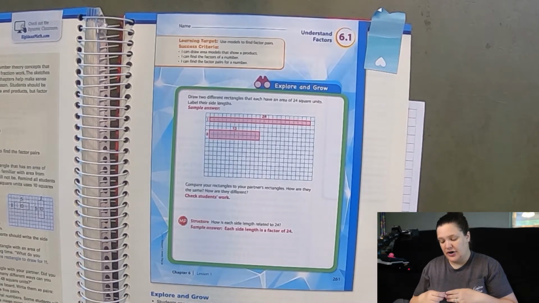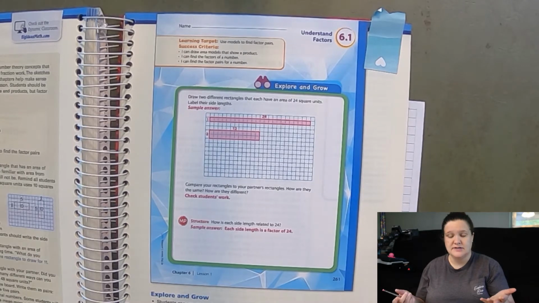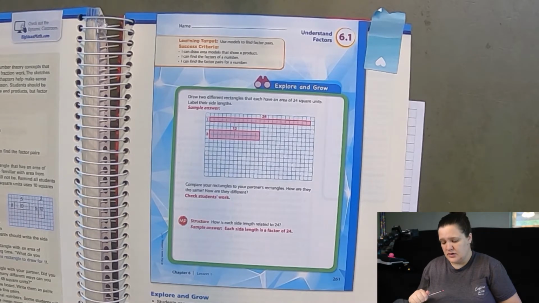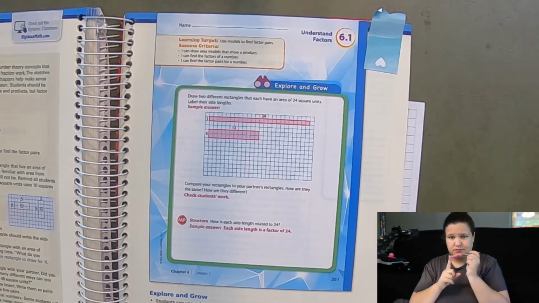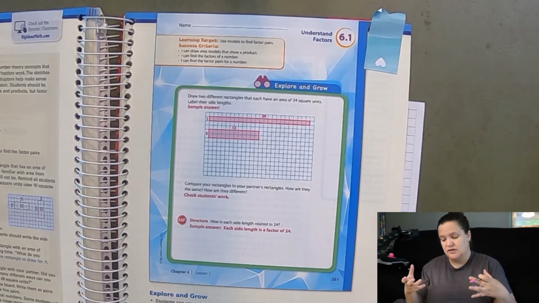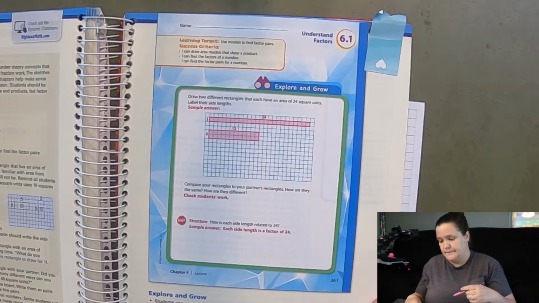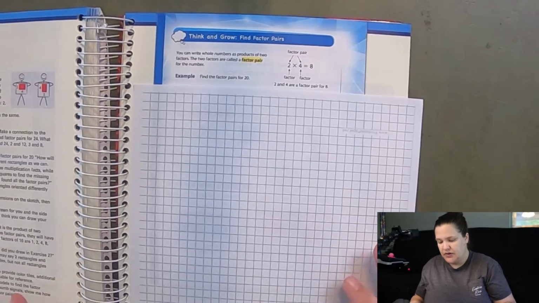The second part says compare your rectangles to your partner's. Your partner is not at school with you, so you can skip that part, and that's fine. How is each side length related to 24? If you have 1 and 24, those are factors of 24. If you did 6 and 4, those are factors of 24. So the side lengths are the factors of 24. That's the first page.